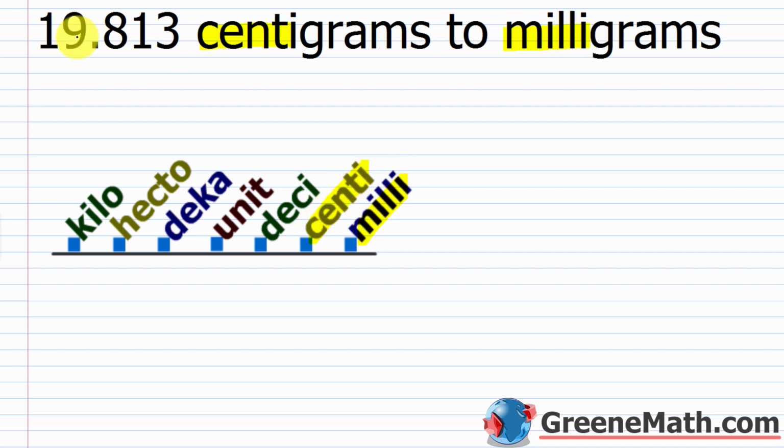Now take your number that's involved in the conversion, in this case it's 19.813, and just match the movement in terms of the number of places and the direction from your prefix chart with your decimal point in the number. So for example, here I'm going from centigrams to milligrams. Centi is your first prefix, and you're going to milli. So that's one place to the right. All I need to do is look at my number, take the decimal point, and match that. So I'm going to go one place to the right here as well.